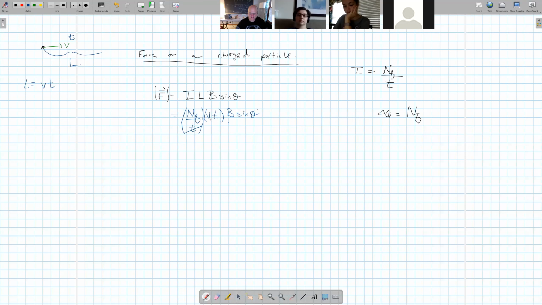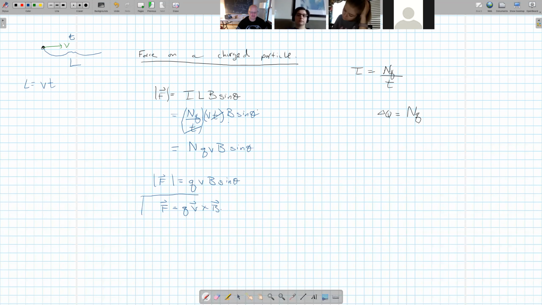So this time here is the same as this time, so this portion is going to cancel. So this is going to be equal to then the number of charges times the charge times the velocity times the magnetic field times sine of the angle between the two. So this is the force on a collection of charged particles, which means that the force on a single charged particle is then simply equal to the charge times the velocity times the magnetic field times sine of the angle between the two. Or if I write it as a vector, this is equal to Q times V cross B.